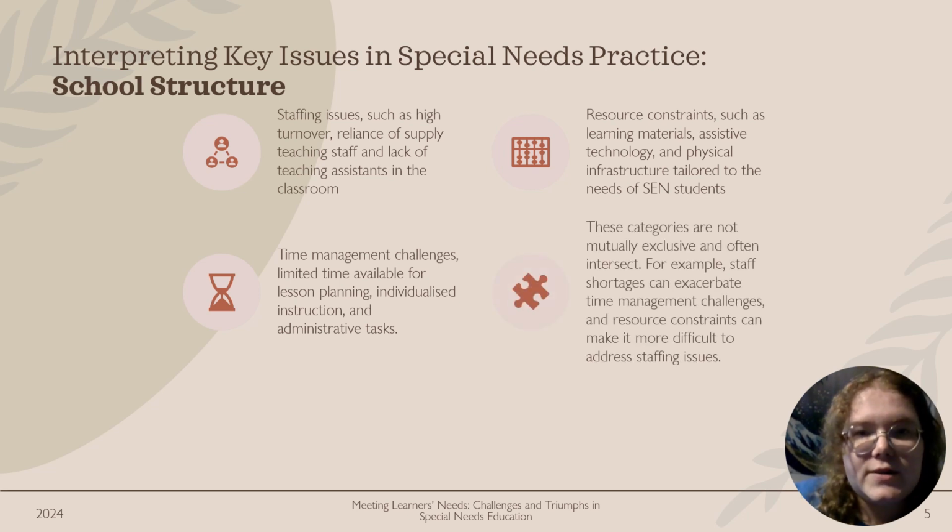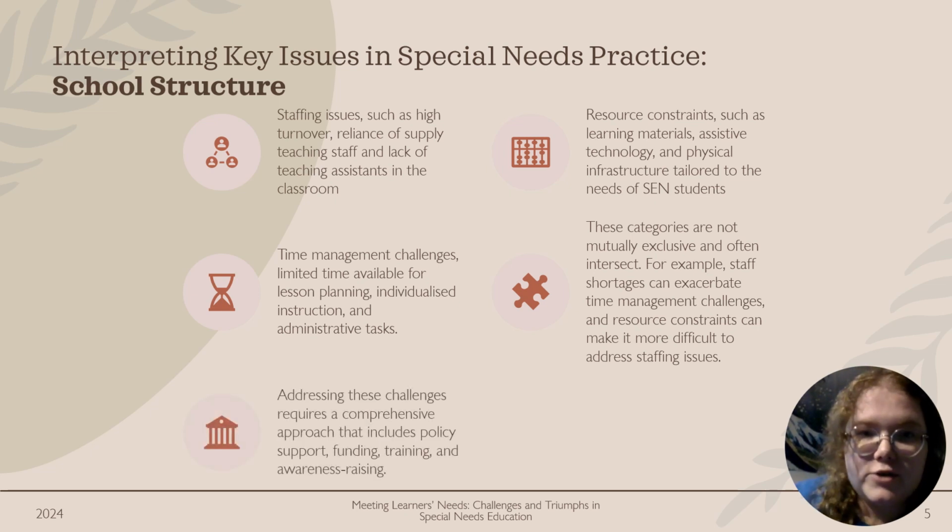It is important to note that these categories are not mutually exclusive and often intersect. For example, staff shortages can exacerbate time management challenges, and resource constraints can make it more difficult to address staffing issues. Addressing these challenges requires a comprehensive approach. This includes policy support, funding, training, and awareness raising, but by tackling these issues head on, we can create a more inclusive and effective learning environment for all students.